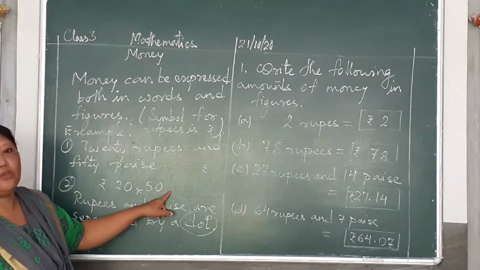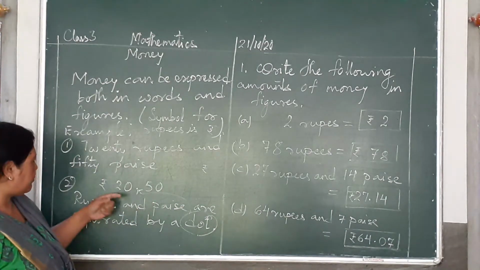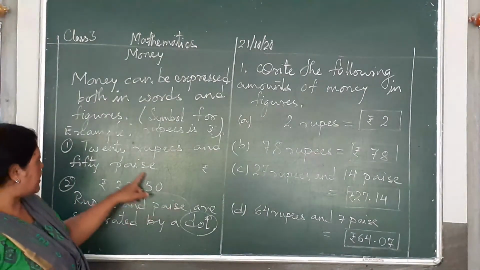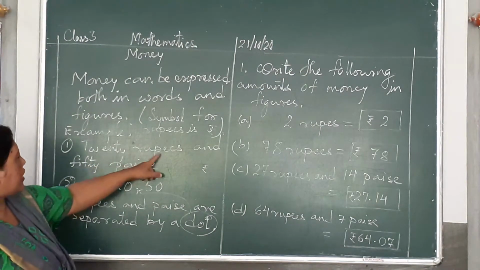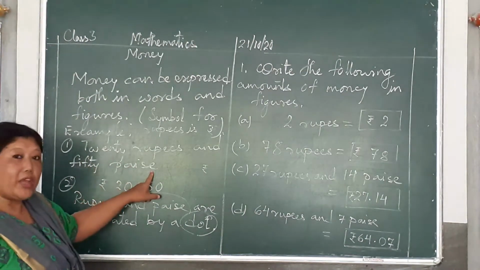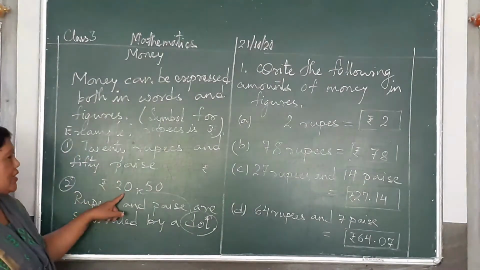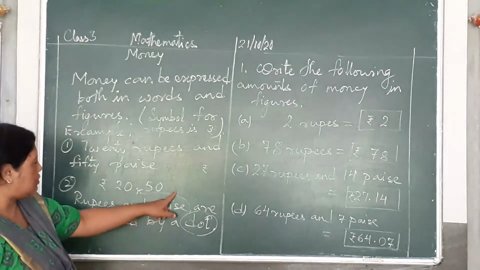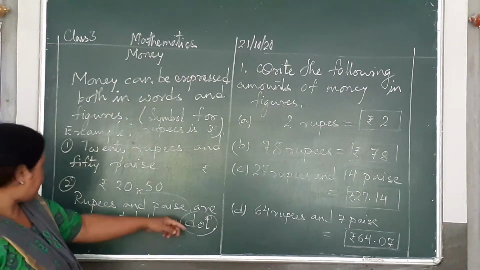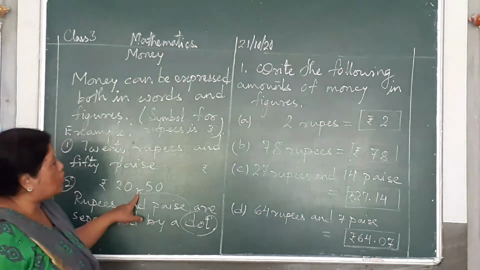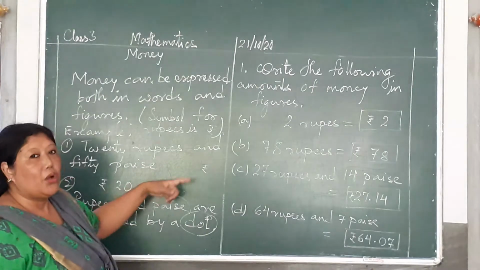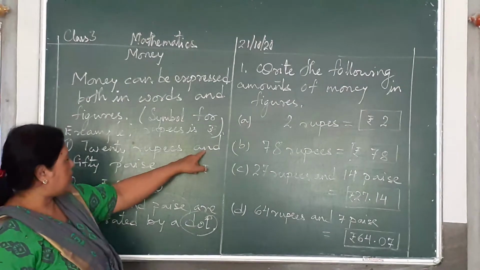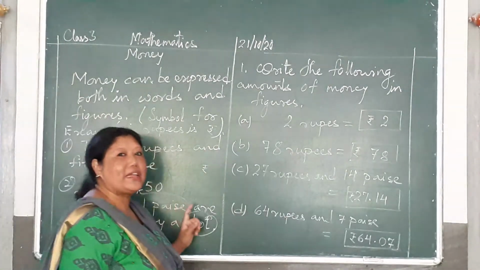But when you write in numbers, figures, don't write paisa. If it is in words, then you have to write 20 rupees and 50 paisa. But when you are writing in figures, you are not allowed to write P for paisa out here. So rupees and paisa are separated by a dot. Actually, dot means, when you write in words, and, A-N-D. Instead of and, we put a dot when writing in figures.